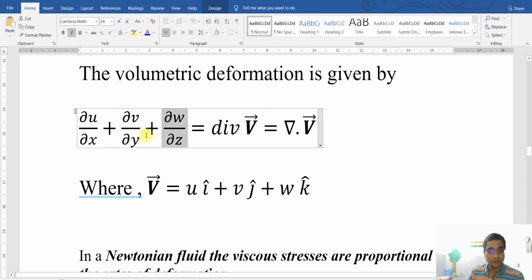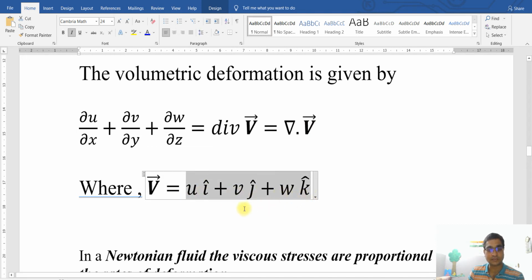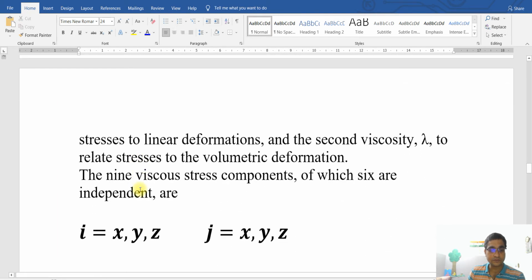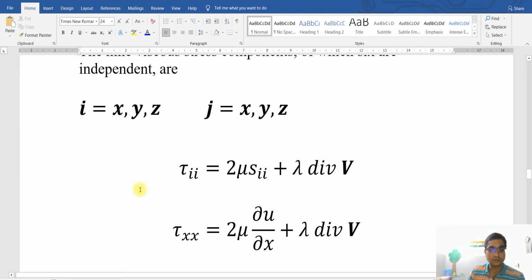Adding all those linear deformations, you can get the volumetric deformation. That is nabla dot V, where V is defined as Ui plus Vj plus Wk, as I already said in the previous lecture. Now we would like to see how we can write the stress in terms of strain.